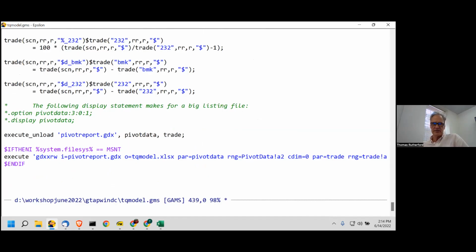I generate pivot data and trade out to pivot report.gdx. And then I say, okay, grab the data from pivot report.gdx, put it into TQ model.xlsx, and move both the parameters out there. So that's doing the reporting. So this goes from the beginning, then it goes out and grabs the input assumptions, does the calculations, dumps the stuff out.